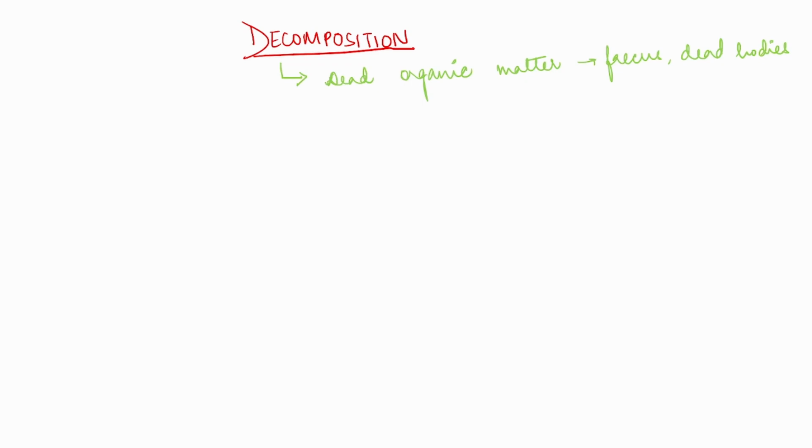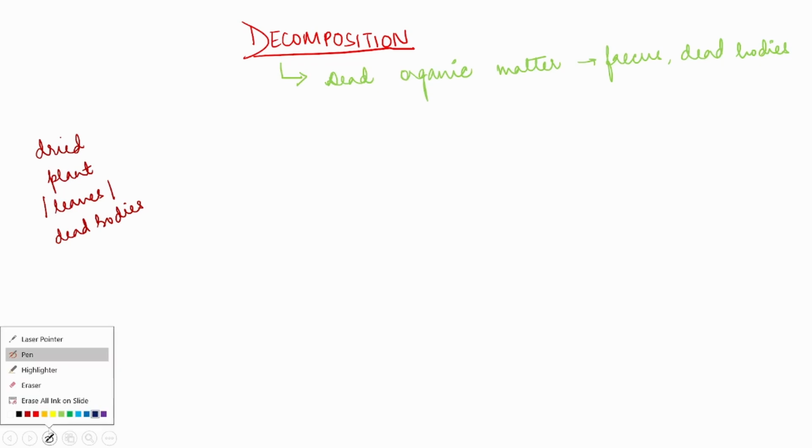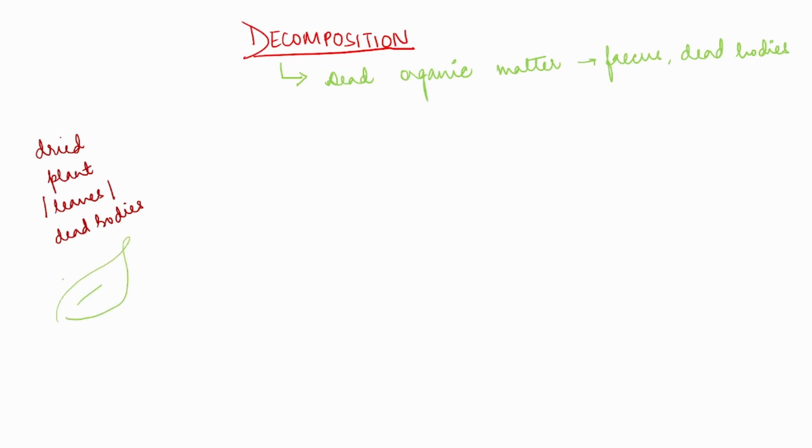So to understand decomposition, let me draw here a dry leaf or plant. Say, dried plant or leaves, or dead bodies. So what will happen now? These are dried leaves and dead bodies. Let me draw a leaf here so that it becomes very clear. This is a dried leaf, or you can say dried plant. So this is what will happen.